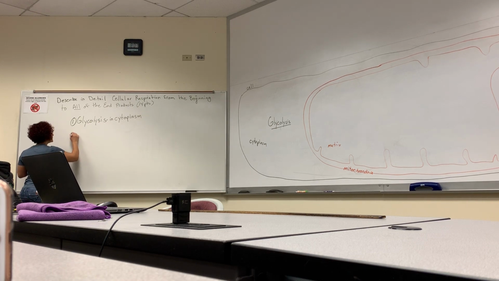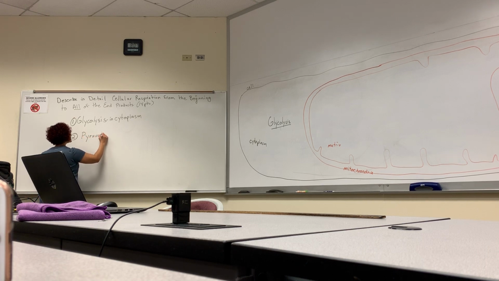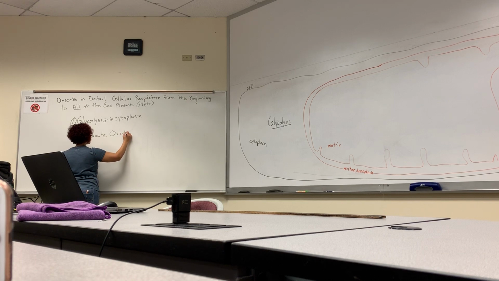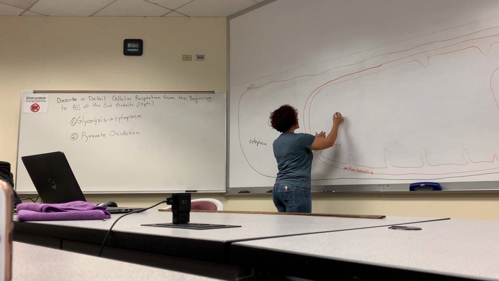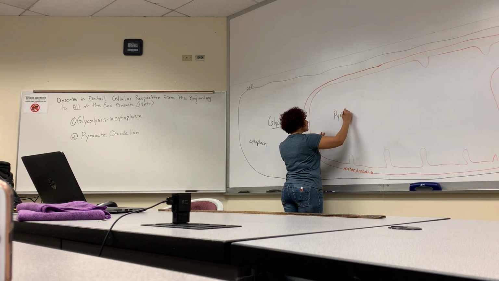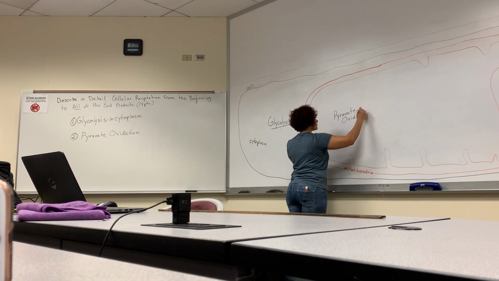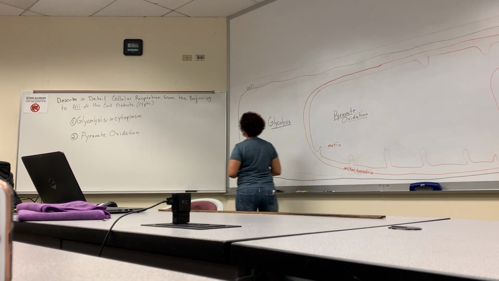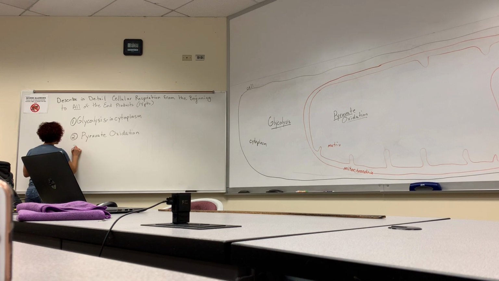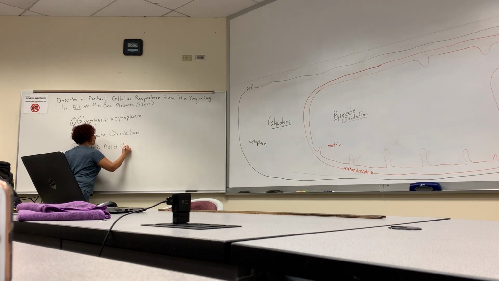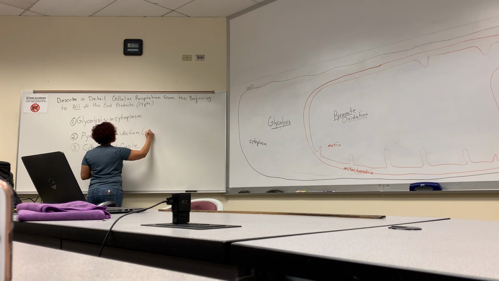Number 2, second stage is called pyruvate oxidation. Pyruvate oxidation. Pyruvate oxidation takes place in the matrix of the mitochondria. Third stage is citric acid cycle. Which also takes place in matrix.